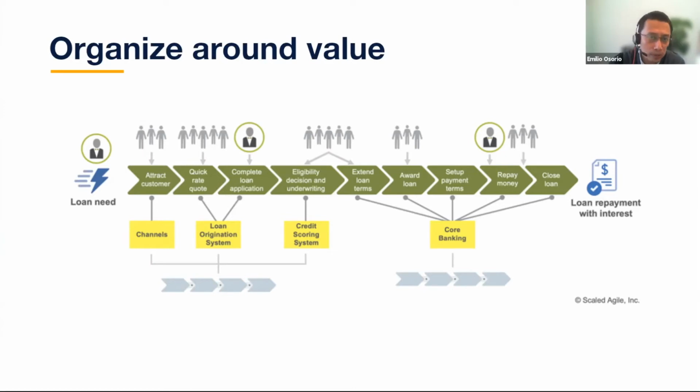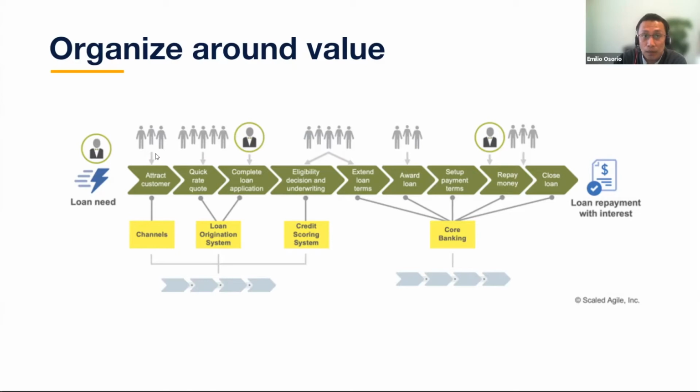What is a value stream? Well, a value stream in essence is the set of steps that a customer needs to go through in order to receive value from whatever the organization is doing. In this example, this is a loan. Some people want to get a loan from a finance institution, and there are some people in marketing assigned to attract customers. They probably do LinkedIn campaigns or some kind of direct email campaigns.